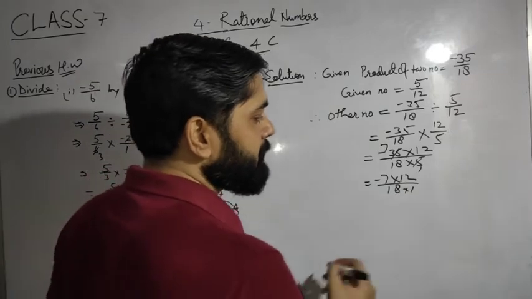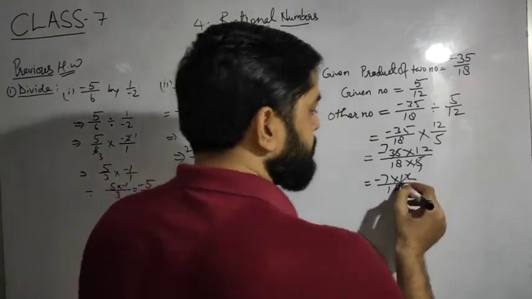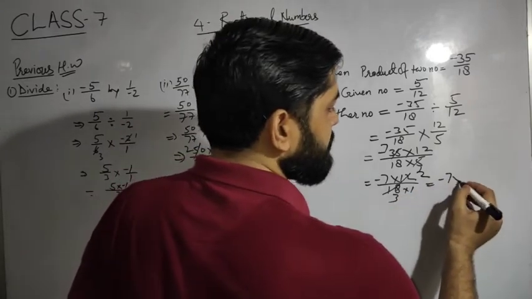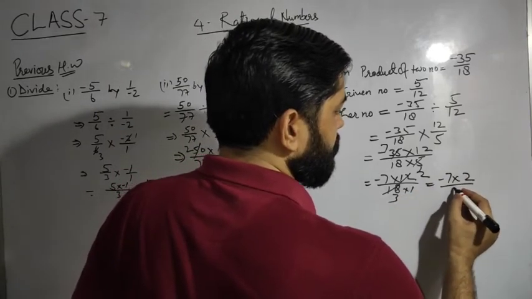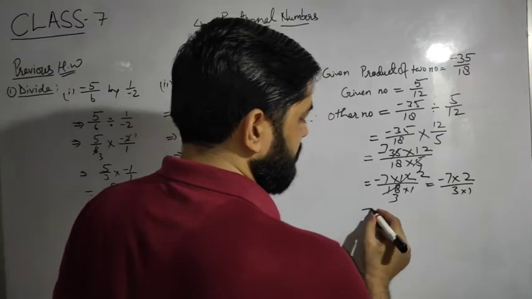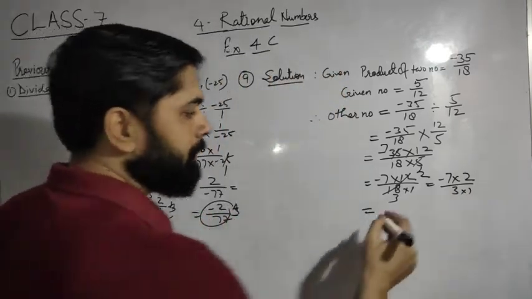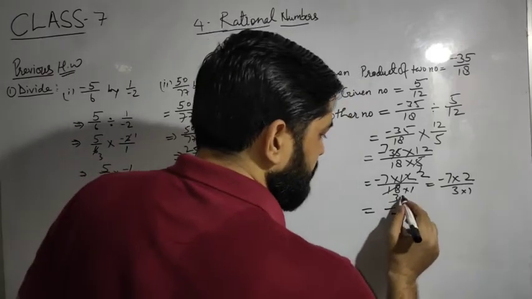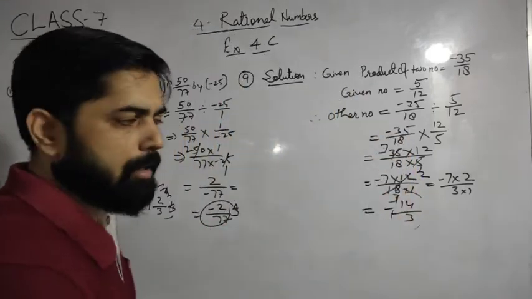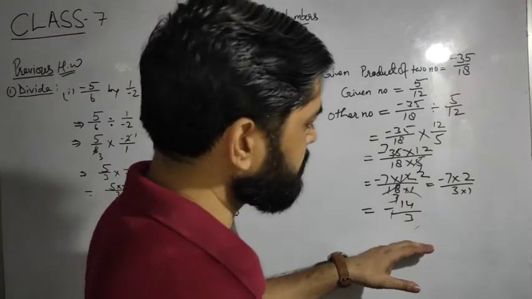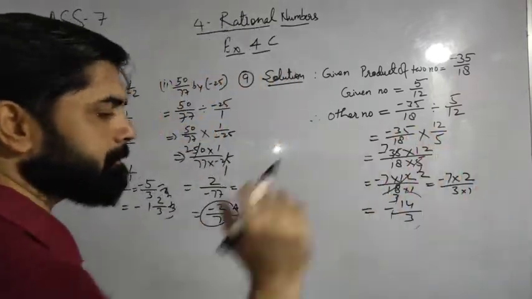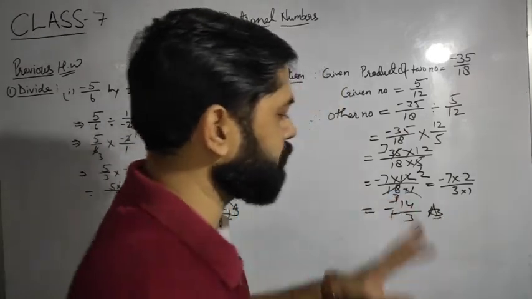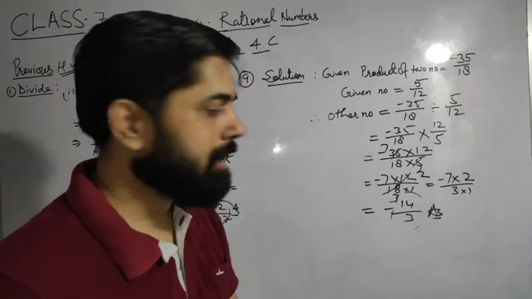So 18 and 12 are divisible by 6. 6 2s are 12, 6 3s are 18. Understood? Then minus 7 multiplied by 2 upon 3 multiplied by 1. Now 7 2s are 14 upon 3. Which type of fraction is this? This is improper. This is also an answer as a rational number. If you want, you can write it as a mixed fraction, but this is the answer of this question. Minus 14 upon 3 is the required number.